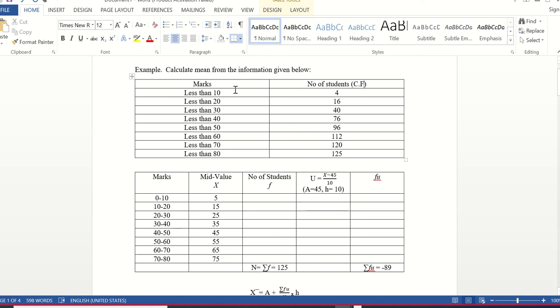See, less than 10 is 4. So here we will write 4, because less than 10 is 4. It means from 0 to 10 there are 4 students. So here I will write 4 only.